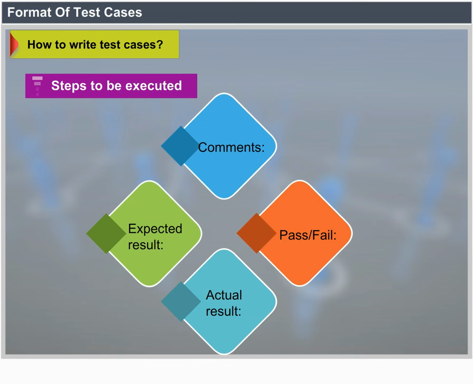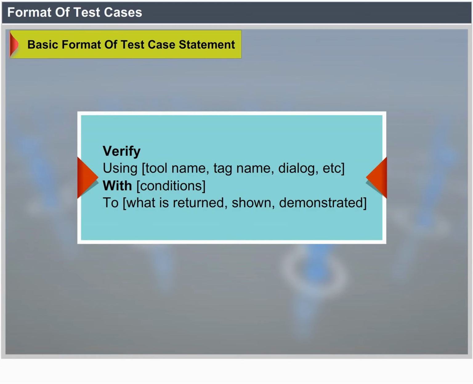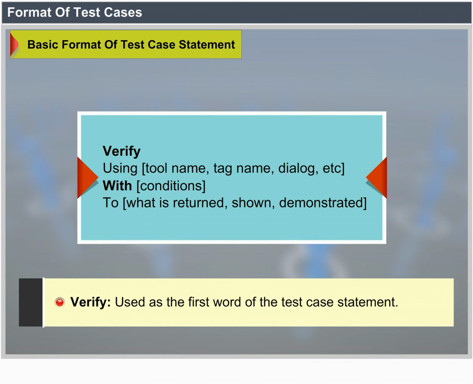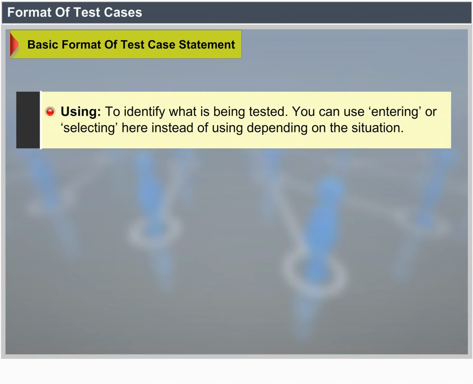Basic format of test case statement. Verify using tool name, tag name, dialog, etc. With conditions. 2. What is returned, shown, demonstrated. Verify is used as the first word of the test case statement. Using is to identify what is being tested. You can use entering or selecting here instead of using, depending on the situation.